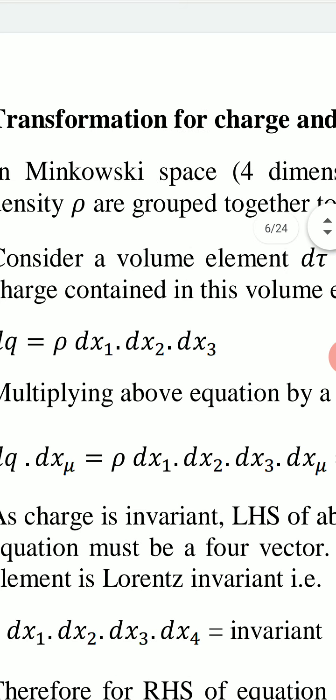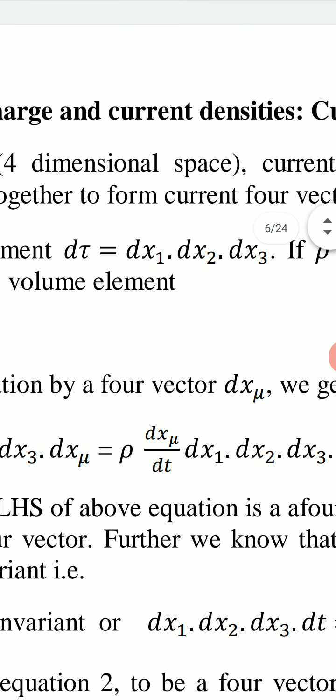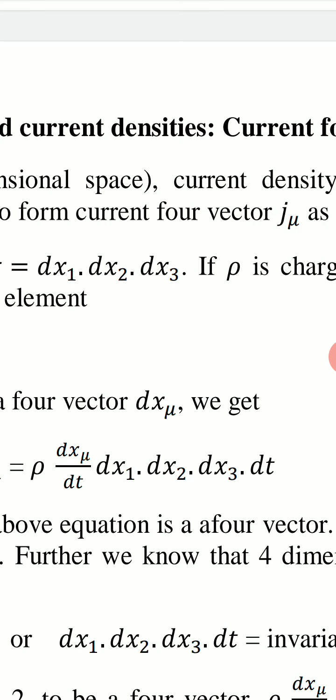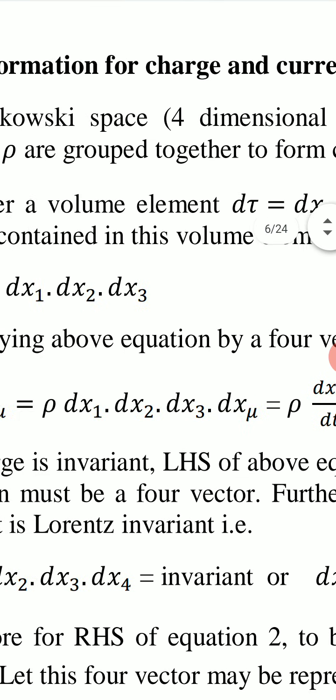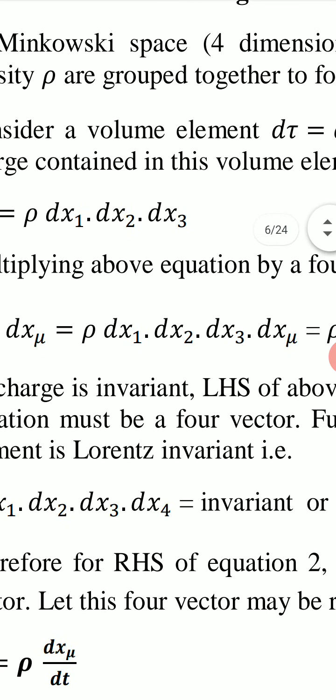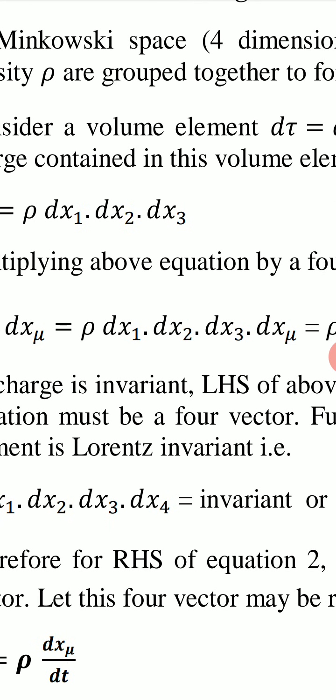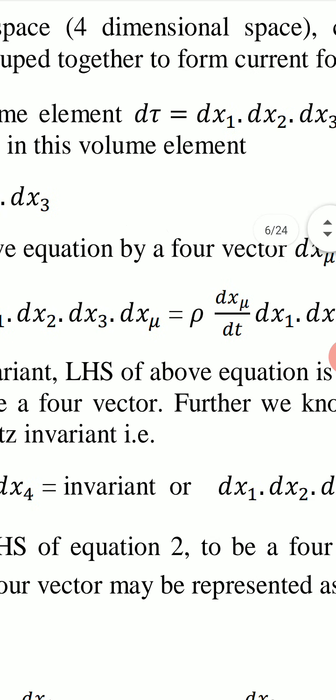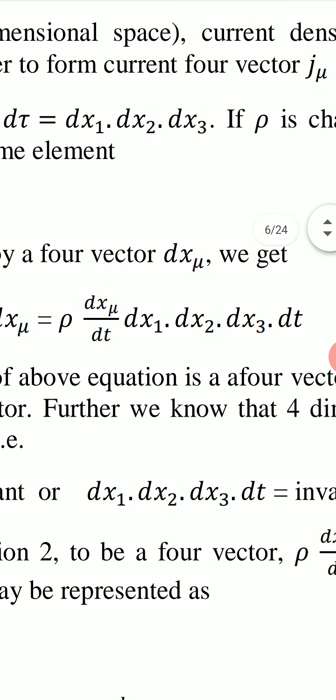If we multiply this equation by a 4 vector dx mu, where x mu is the position 4 vector, we get dq into dx mu equal to rho dx1, dx2, dx3 into dx mu, equal to rho dx mu upon dt, dx1, dx2, dx3 into dt, multiplying and dividing by dt.